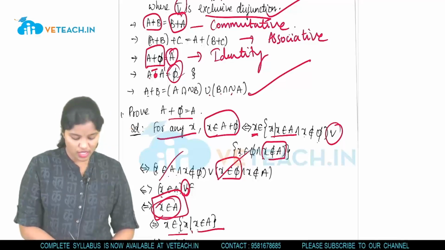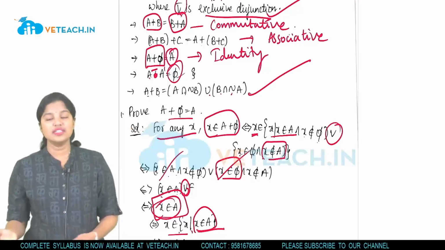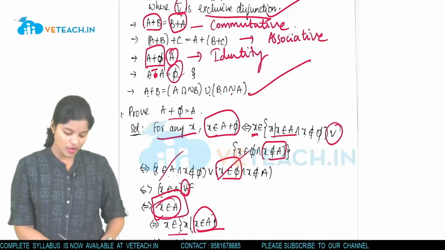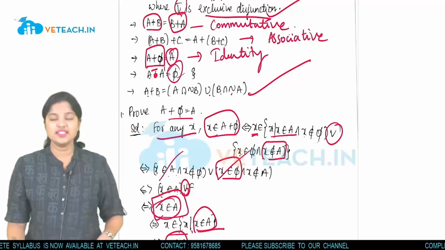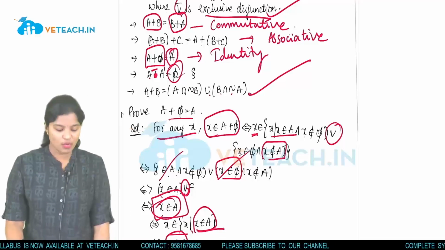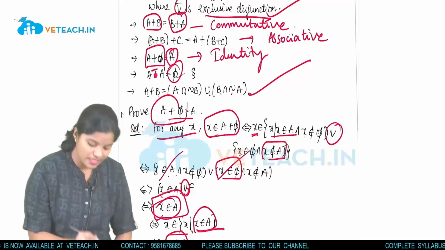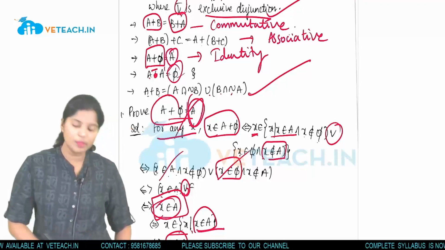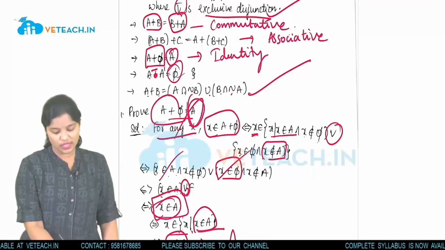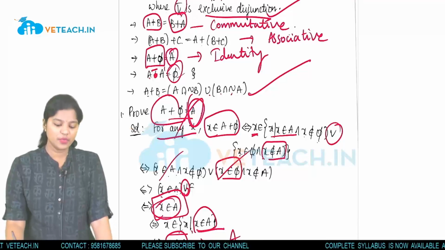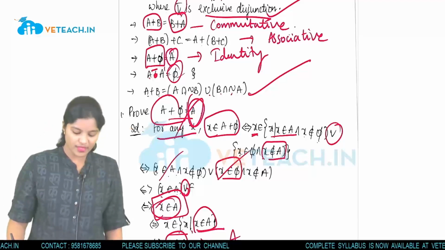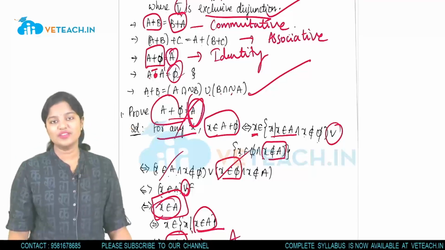If x belongs to A, means what can we say? x belongs to a set such that x belongs to A. So the final statement is x belongs to A. So what can we say? The final output is x such that that element will be present in A. That is equal to set A. Hence proved. That's it. I hope you all understood this video, students. Thank you.